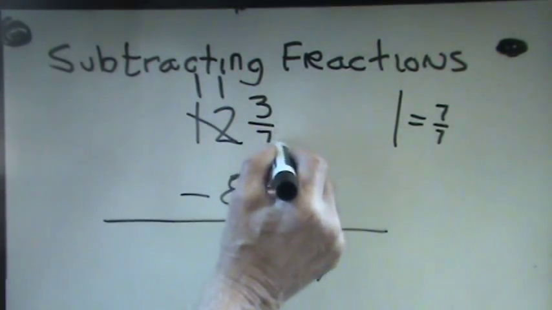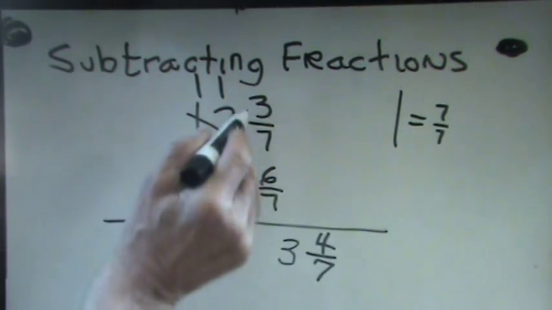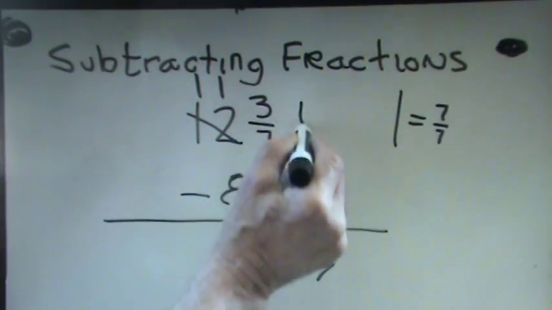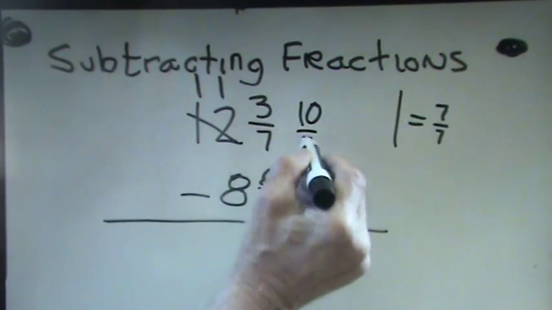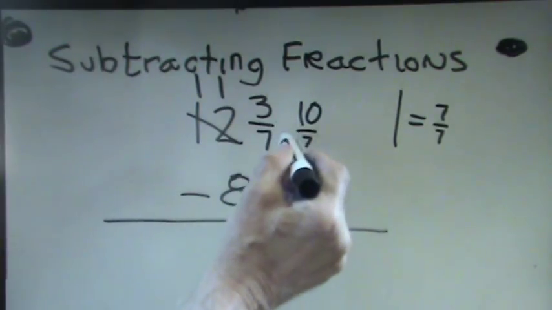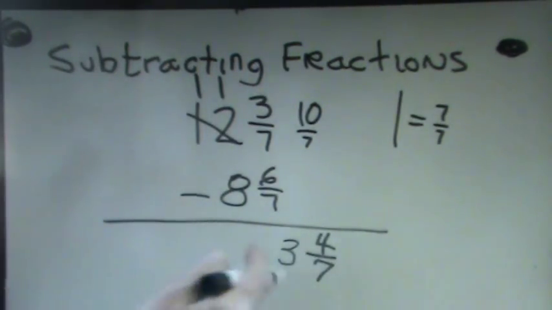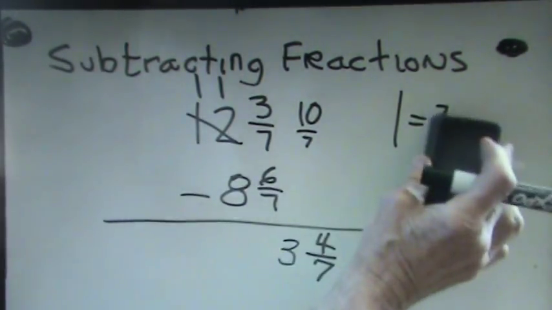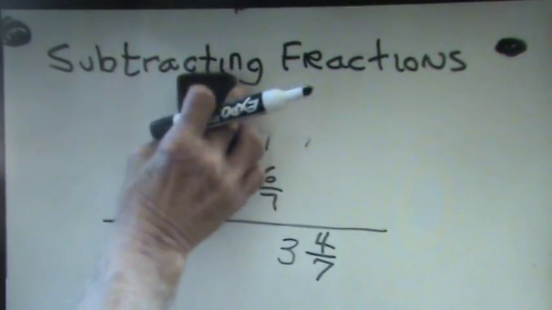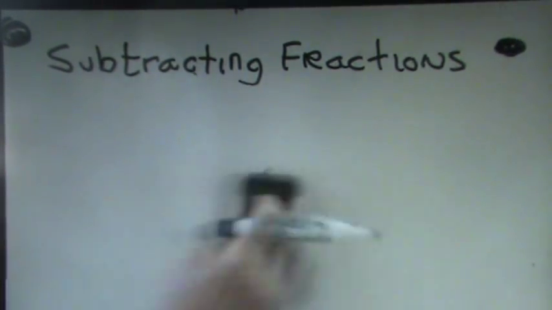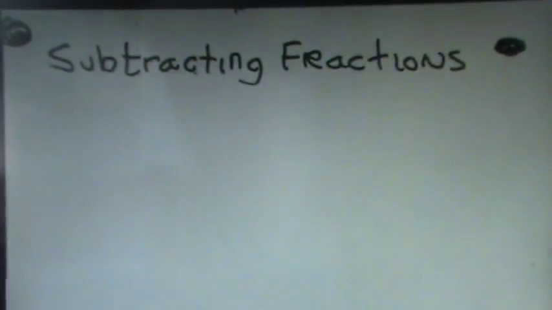And then I combined the 7/7 with the 3/7, and that gave me 10/7. Then I could subtract 10 take away 6 is 4/7, and then 11 take away 8 is 3. Good, we'll try another one here. It may take you a little bit to wrap your head around this concept, but really it's not that bad.